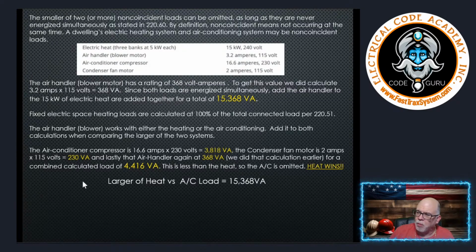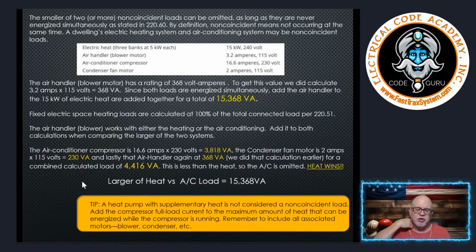All right, real quick, I want to talk about when you're dealing with a heat pump. A heat pump with supplementary heat is not considered a non-coincident load. So when you're adding this in, you simply add the compressor's full load current to the maximum amount of heat that can be energized while the compressor is running. Remember, it includes all associated motors, blowers, condensers, and all of that.